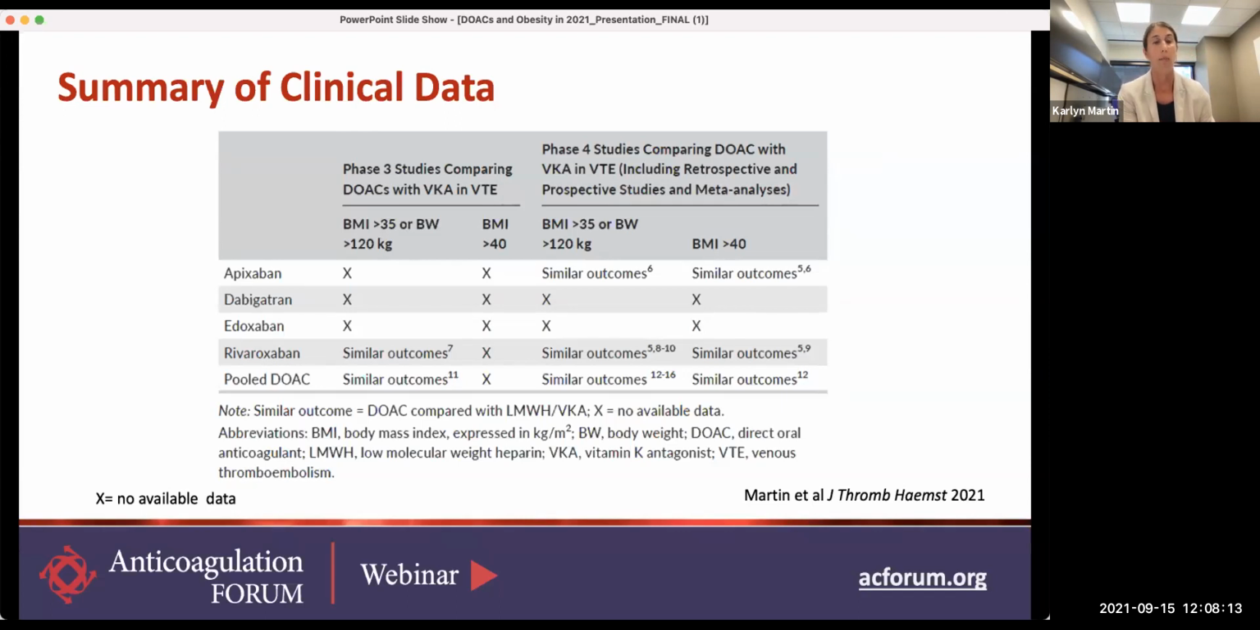The other important study design to think about is that some of the studies look at a given drug across weight categories. So how do outcomes compare with apixaban at a BMI of 25 versus 30 versus 40, whereas others compared the DOAC versus vitamin K antagonist at a given weight category. So for example, apixaban versus vitamin K antagonist at a BMI of 40. This table summarizes the findings, but in the next few slides, I will highlight some of the studies.